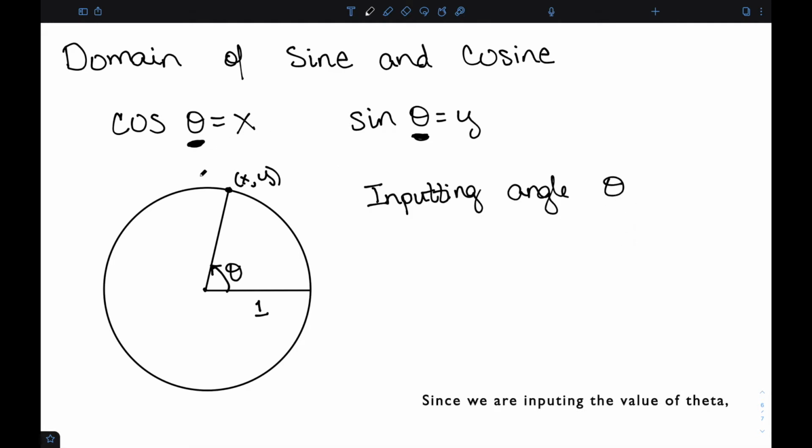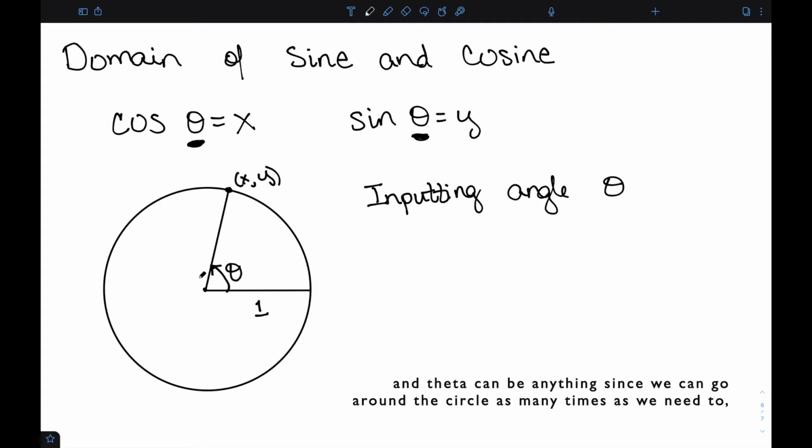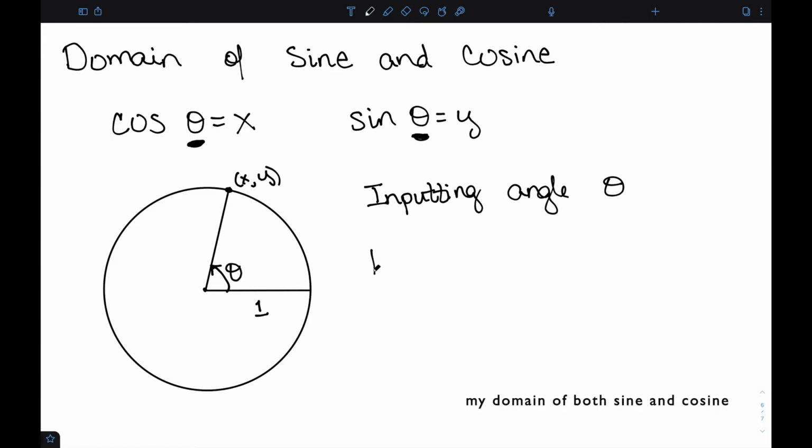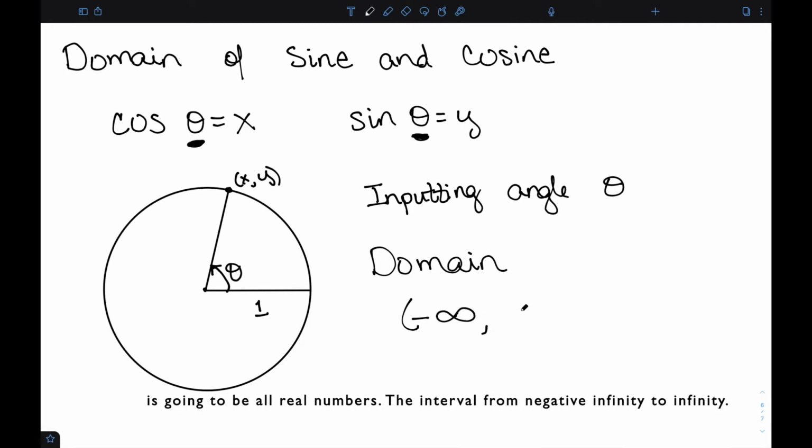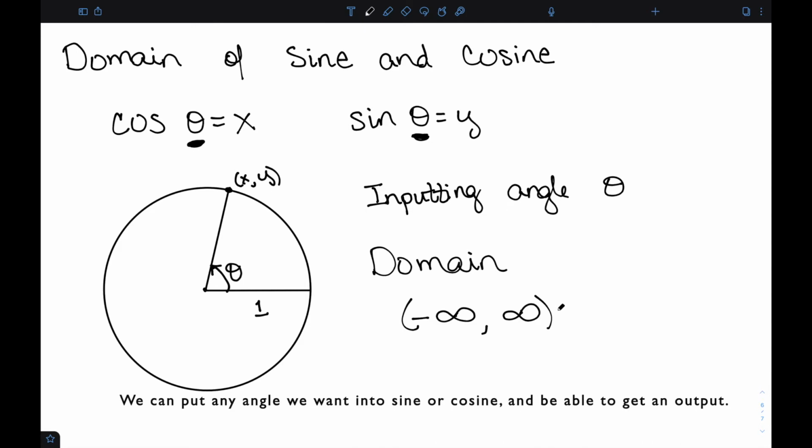Since we're inputting this value of theta, and theta can be anything since we could go around the circle as many times as we need to, my domain of both sine and cosine are going to be all real numbers, the interval from negative infinity to infinity. We can input any angle we want into sine or cosine and be able to get an output.